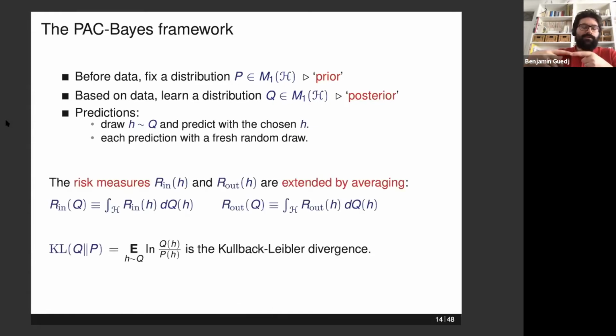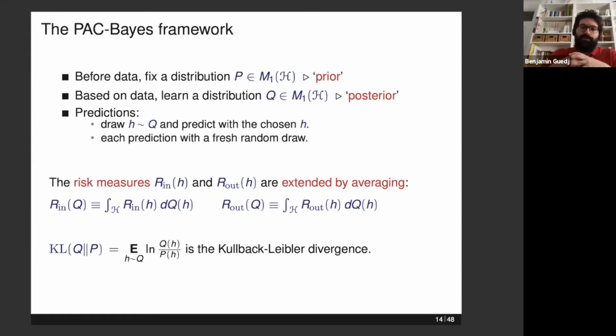So we need now to adapt a bit the risk measures. Previously I had the in-sample risks and out-of-sample risks for hypotheses. I will now extend that notation to the average over a distribution. So it's now just the integral of the in-sample risk with respect to the distribution of a hypothesis, and the out-of-sample risk as the integral of the earlier out-of-sample risk for each hypothesis. So you're now comparing risks not of hypotheses, but of distributions of hypotheses.